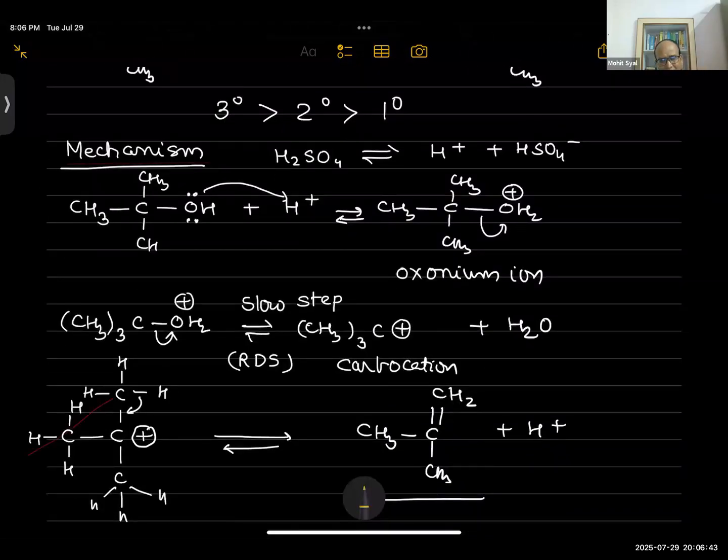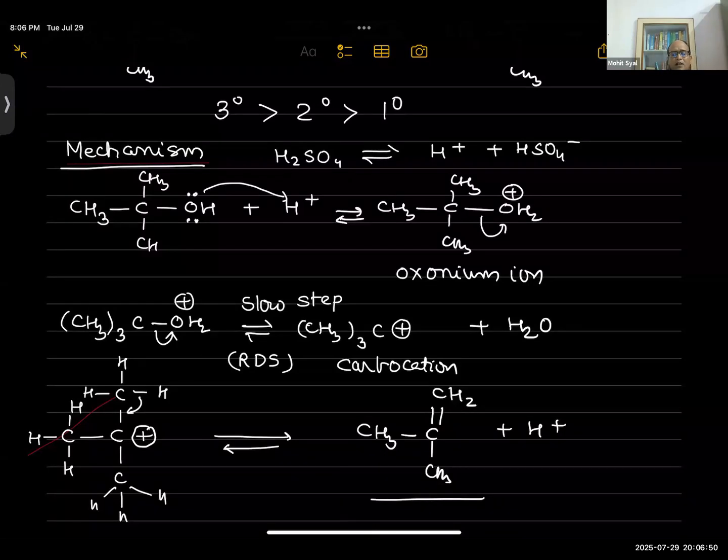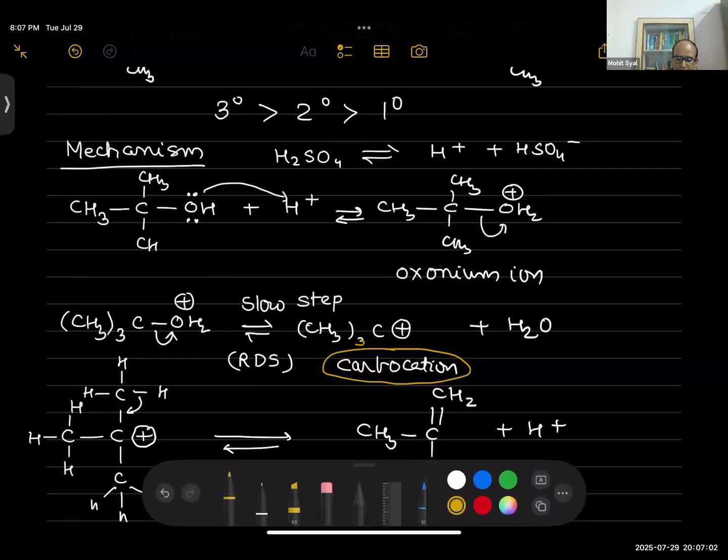This is a slow step leading to the formation of which reaction intermediate? It leads to the formation of a carbocation intermediate. Got it? And this carbocation, Marwa, is it going to stay like this always? Is it the final product? No, sir, because it is an intermediate.